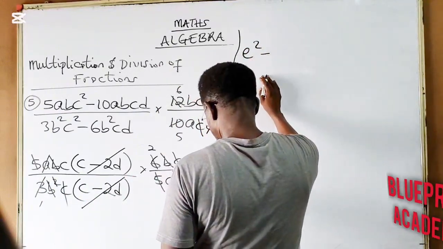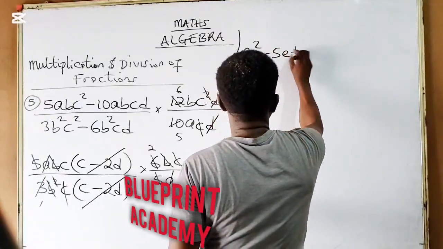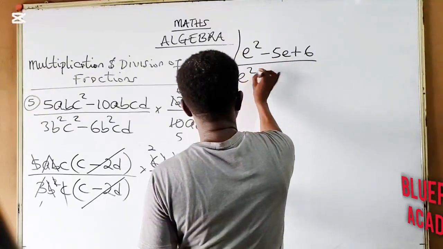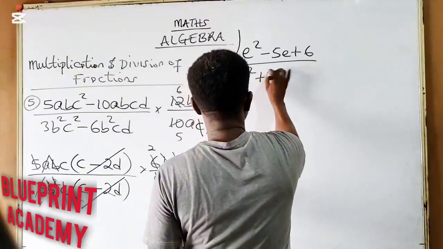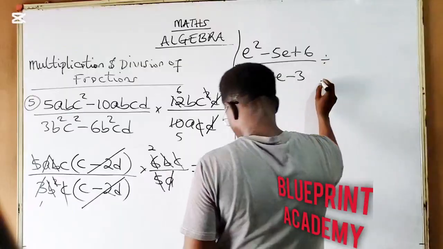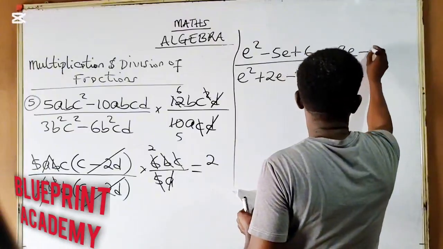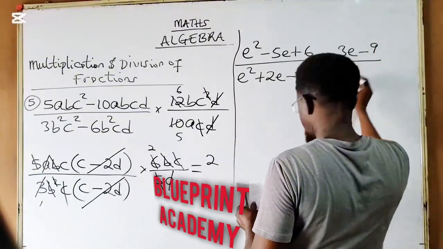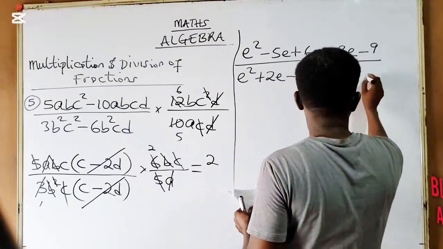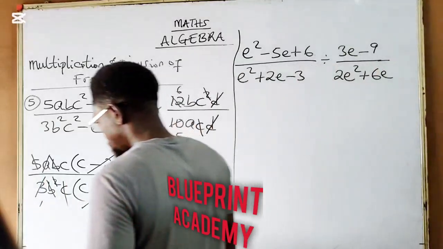Let's look at this next one. It says factorize e squared minus 5e plus 6 divided by e squared plus 2e minus 3, divided by 3e minus 9 all over 2e squared plus 6e. And let's take a look at this now.